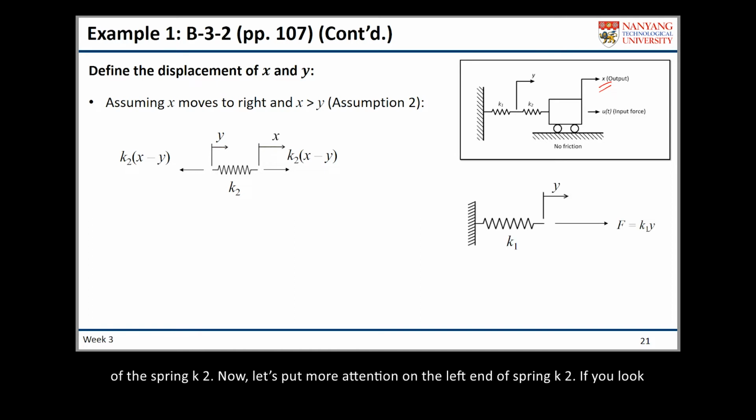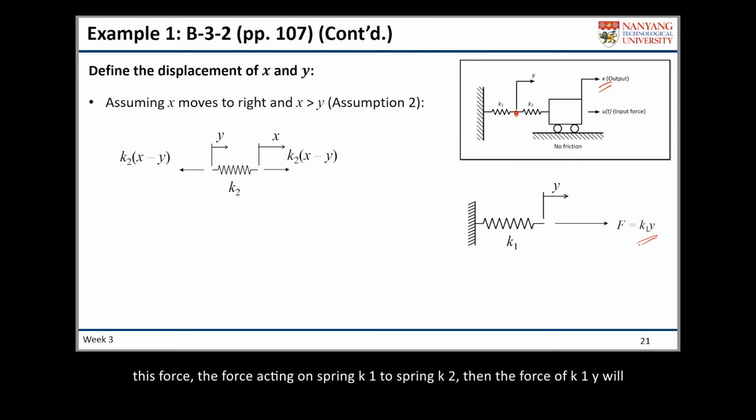Now, let's put more attention on the left end of spring K2. If you look at the figure again of the system, the left end of spring K2 basically is the right end of spring K1. In our previous analysis in the previous slide, at the right end of spring K1, there is a force pointing to the right, which is equal to K1 times y.